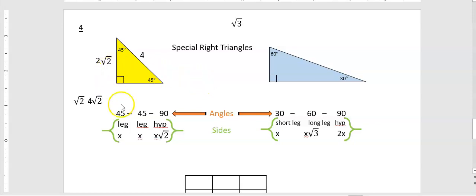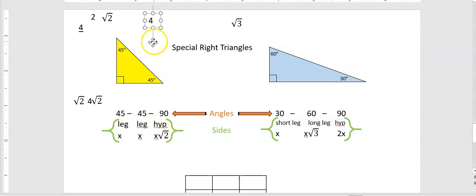Now, there are certain rules. Across from this 45 is a leg, and across from this 45 is a leg. On a 45-45-90, the legs are the same. So in the formula, the leg is worth X, and the other leg is worth the same amount. The hypotenuse, which is opposite the 90, is always whatever a leg is times square root of 2.